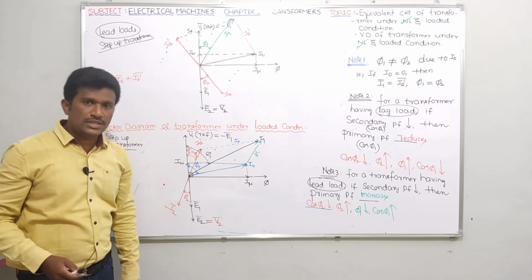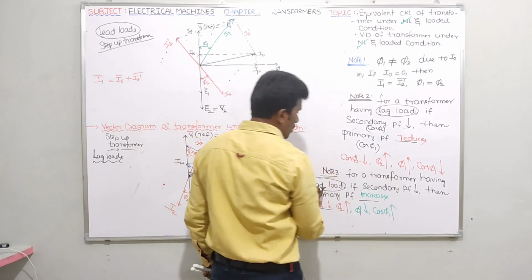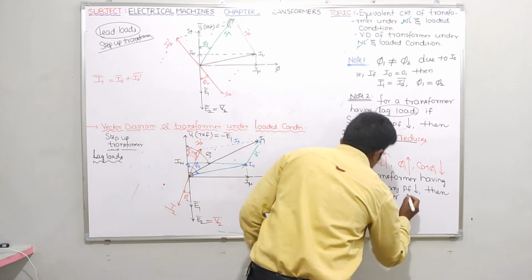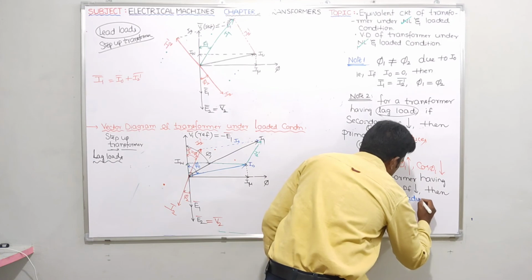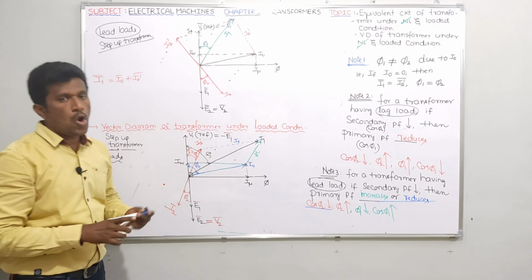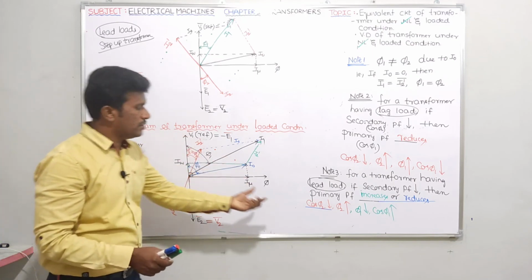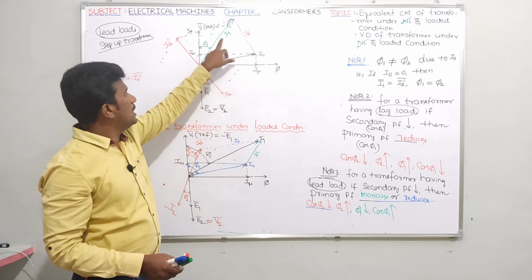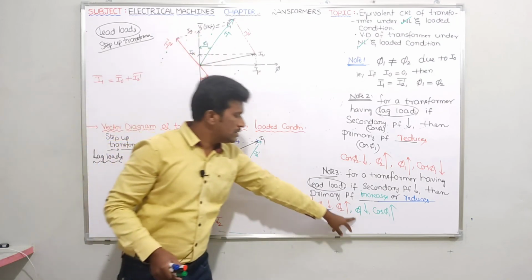Is it clear? So the answer for this question: for a transformer having lead loads, if secondary power factor reduces, then primary power factor increases or reduces. It depends on the variation of cos phi 2, how much you are varying it. Suppose you vary cos phi 2 a little, that means pi 2 is increasing a little, so definitely I1 comes this side, the angle between V1 and I1 is reducing, pi 1 is reducing, cos phi 1 increases.